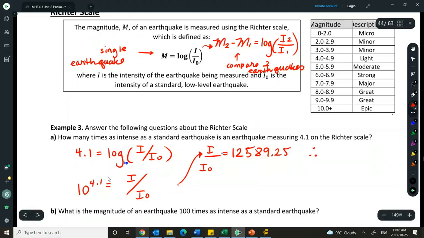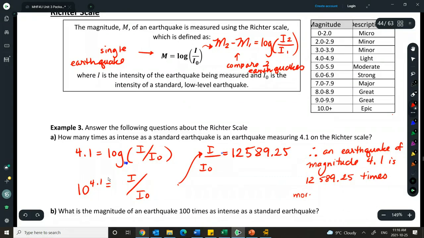So therefore, an earthquake of magnitude 4.1 is 12,589.25 times more intense than a standard low-level earthquake.